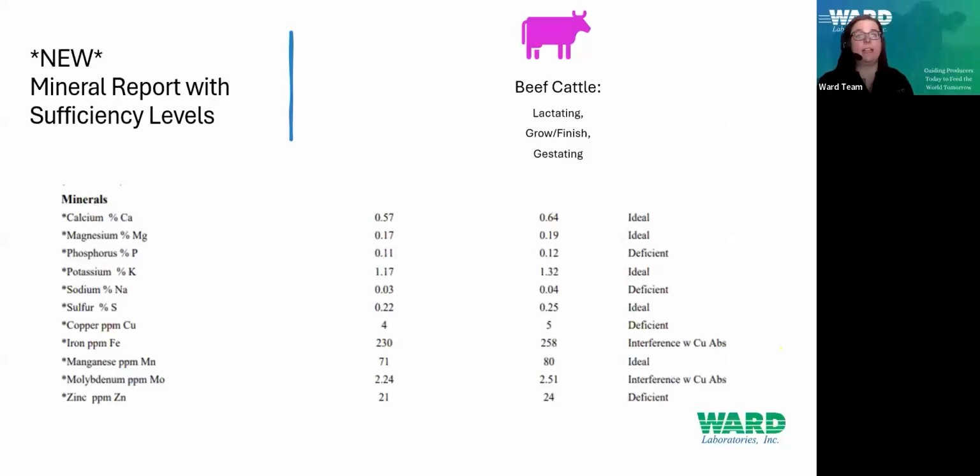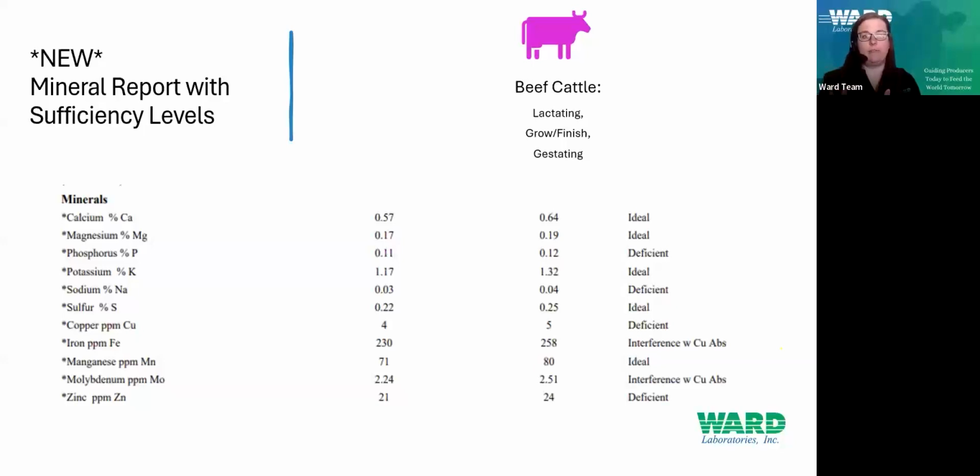So along with that, we have a really exciting new aspect on our report, which is that we are going to be providing mineral sufficiency levels specific to your species, your beef cattle, and then within that, specific to their physiological state. So what we need to know, if you want these, if you're running minerals on a forage or a ration, today we're focused on forages, we need to know it's beef cattle. Are they lactating? Are they gestating? Or are they a grow finish? We don't have anything specific for bulls. We just throw them on the grow finish, I think.